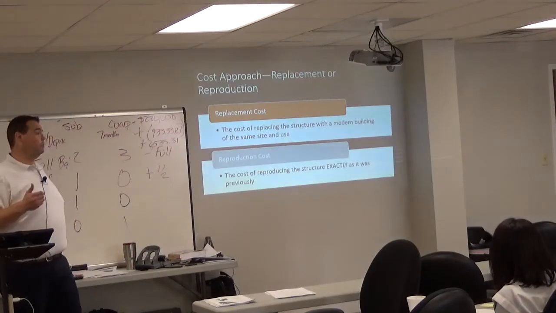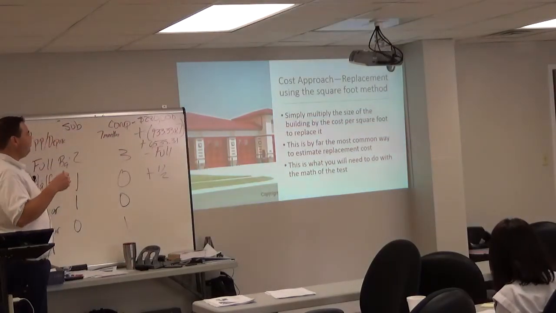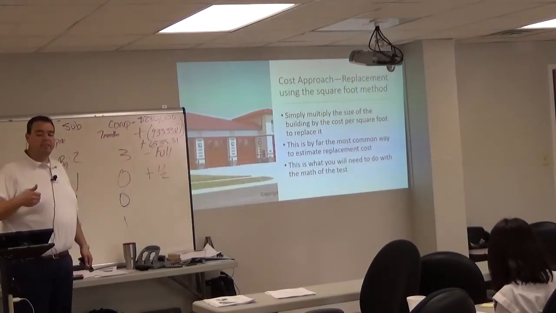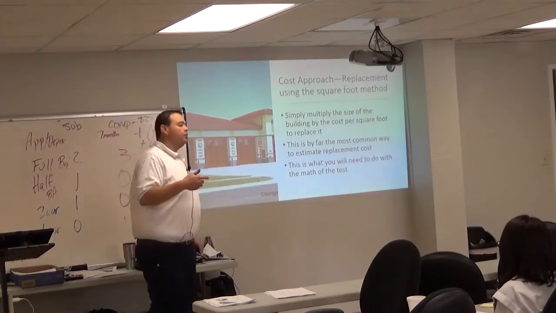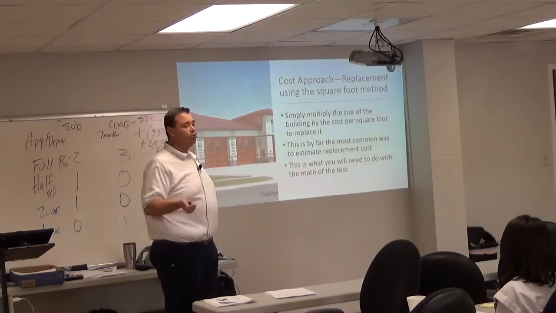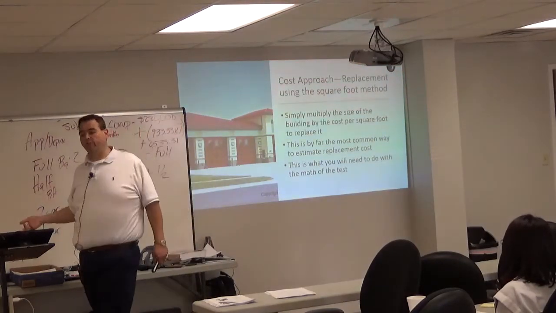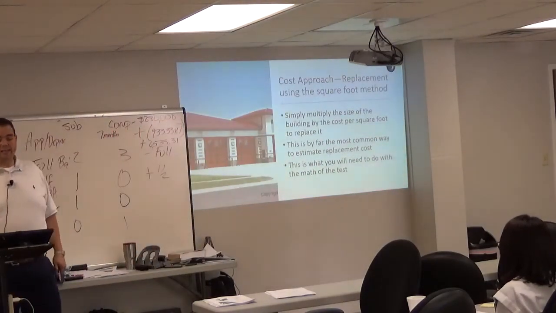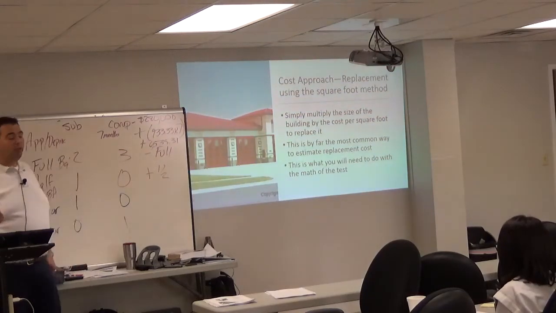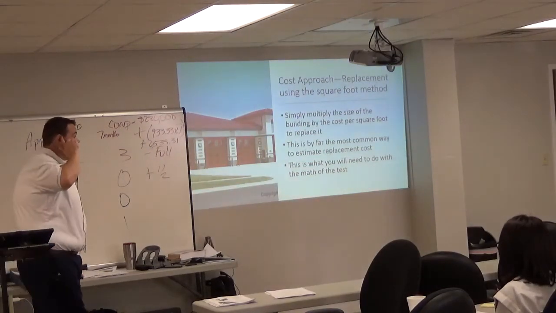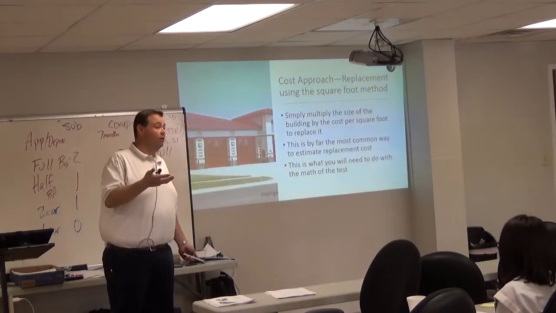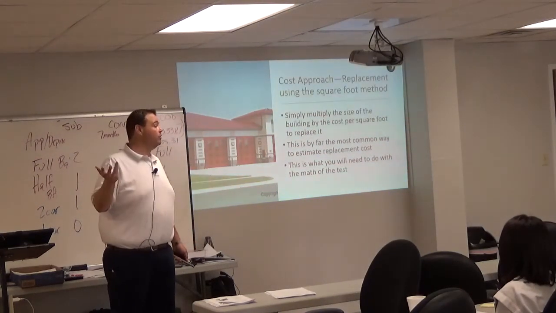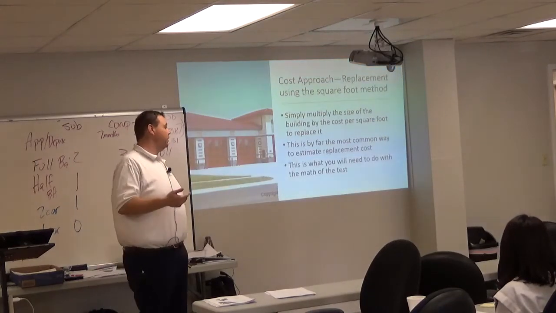Everybody okay? All right. Now, the square foot method is the way that you're going to have to deal with replacement cost on a test. The square foot method simply gives you the value of a square foot, and you're going to multiply that times the size of the building. So if they say a 4,000 square foot building, that's $100 a square foot, you would just multiply 4,000 times 100, $400,000. That's your replacement cost.